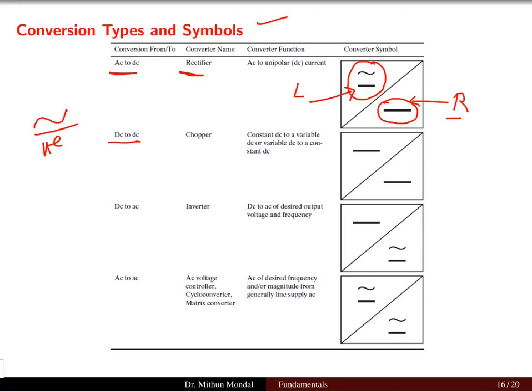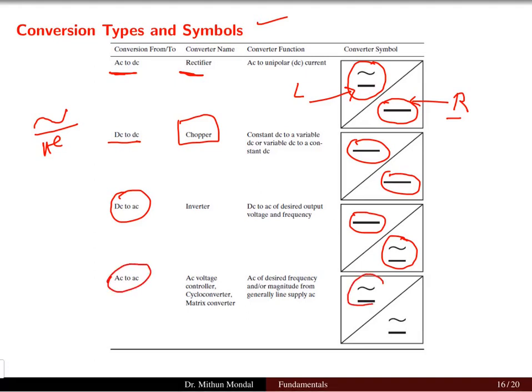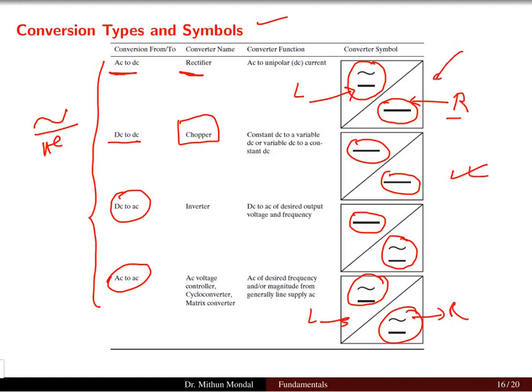When you have DC to DC, then you have a straight line in both the left and the right part, which is basically the chopper. Here you are converting AC to DC. If you are converting DC to AC, then the left part has a straight line, and the right part has a sinusoidal signal, that is the AC operation. Again, for the AC to AC operation, there is a sinusoidal signal on the left part and also on the right part. So depending upon which energy conversion you are trying to achieve, you will use the proper symbols, and these symbols are an indication of the energy conversion.